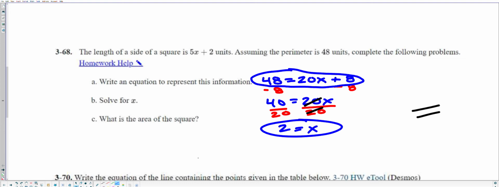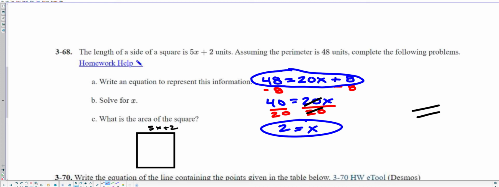Okay. What is the area of the square? Okay, so back to the square. Maybe I shouldn't have deleted it, but it's already done. So I have to do this again. So again, we have a square, and that square, each side is 5x plus 2. And I'll just do one just to show you.